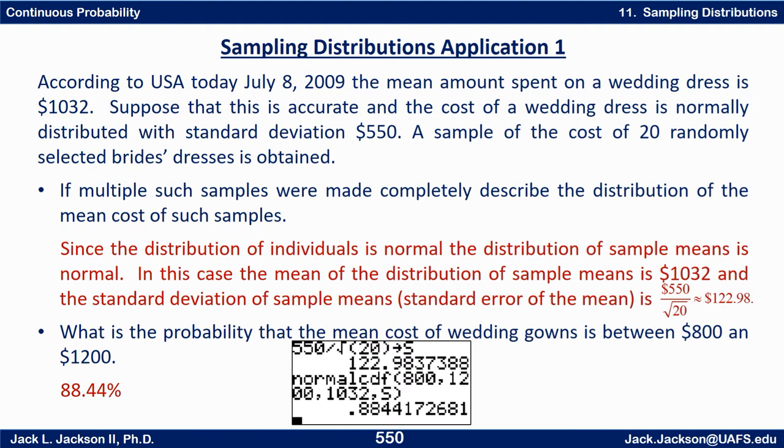So what's the probability that the mean cost of the wedding gown is between $800 and $1,200? Well, we can find that probability from a normal CDF because we're assuming the distribution of sample means is normal, or at least approximately so. Well, exactly normal if the original distribution is normal. So it's normal CDF 800, 1200, with a mean of 1032 and standard deviation S, which was found by 550 divided by square root of 20. The calculator gives us this value here, 0.8844 and so forth, so it's about 88.44%.